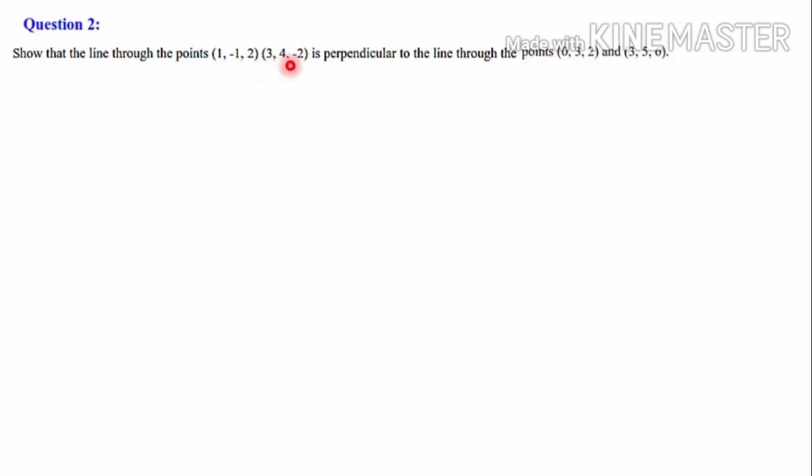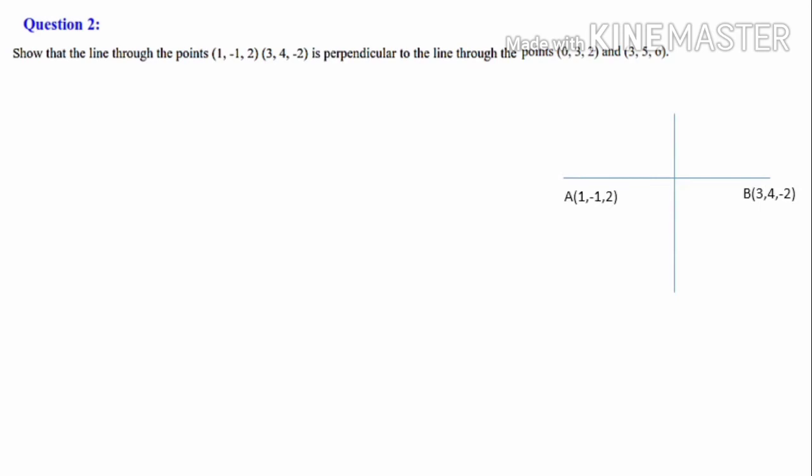Since the points are given to you, it is easy for us to calculate the direction ratios. For proving perpendicularity, we have 2 conditions: the first one is a1 a2 plus b1 b2 plus c1 c2 is equal to 0. Another one is L1 L2 plus M1 M2 plus N1 N2 is equal to 0. We can use either, but the easy one is the direction ratios calculation, since the points are given to you directly. So let's take a rough sketch.